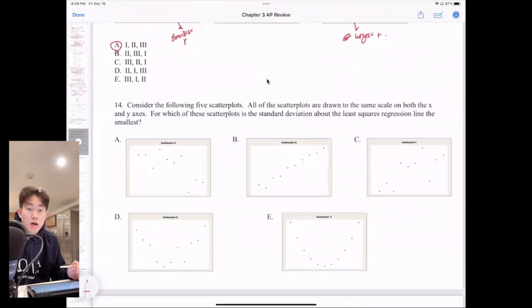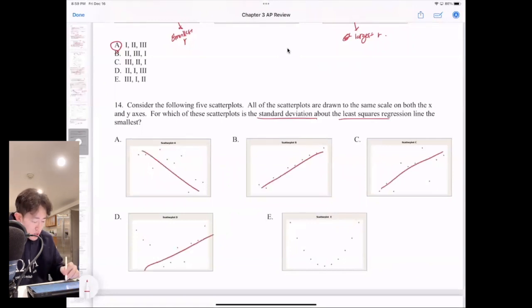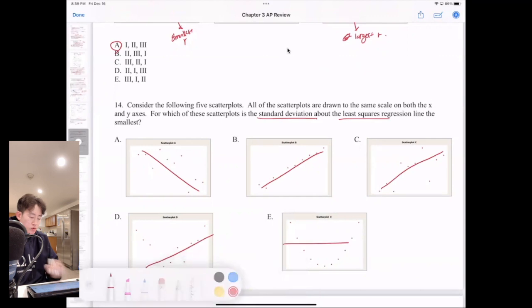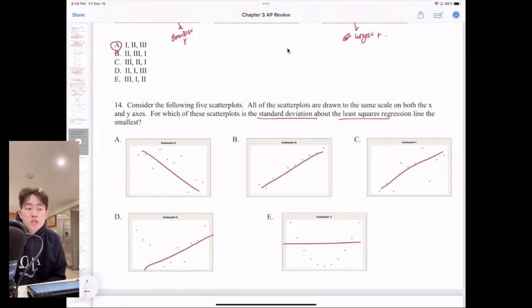All right, so number 14, all the scatter plots are drawn to the same scale. Which one has the standard deviation of the least squares regression line residuals the smallest? So once again, if I draw the line, and actually for E, I should probably draw it like this. If I really want to have the smallest S value, that means, again, I want to make the R value as strong as possible. Why? Because the smaller the residuals are, if the gap between the line and the dots are small, it means that the residuals do not vary that much.